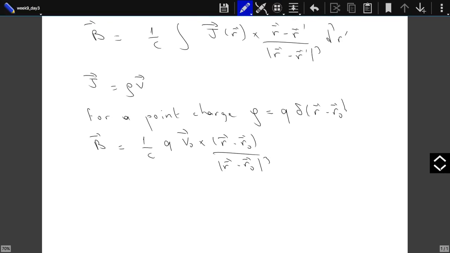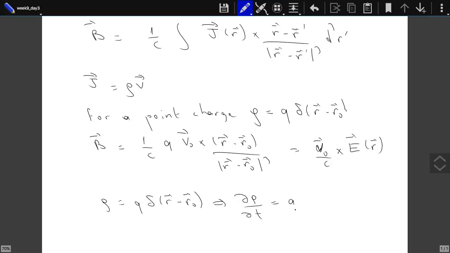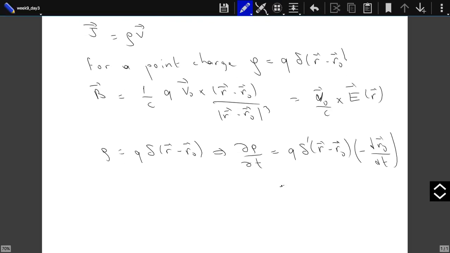There's a catch here, something we have to pay attention to. Sorry, we also wrote this in this form, Q V0 over C cross E at the point R. Now there was a slight catch, because you see, if rho is equal to Q Dirac delta of R minus R0, and if this charge is moving, then del rho by del T would be equal to Q, the derivative of Dirac delta, times minus dR0 by dt, which is minus Q V0 times the derivative of Dirac delta, which is definitely non-zero.